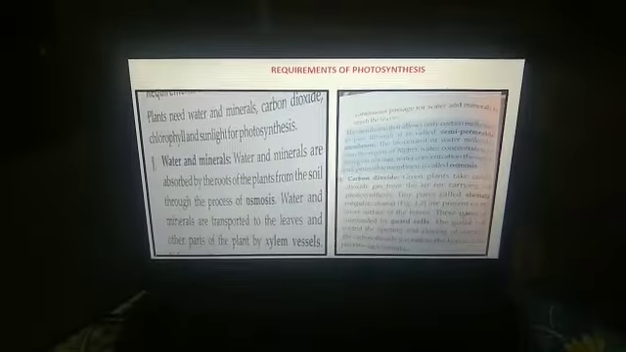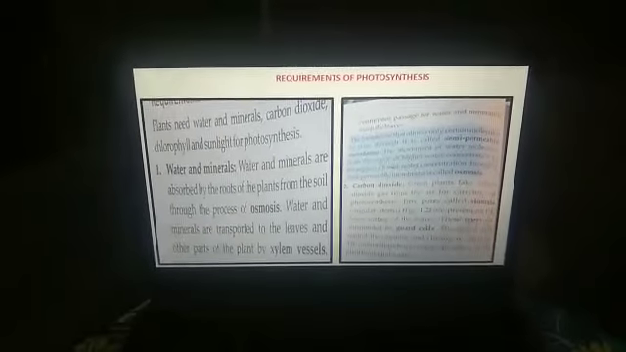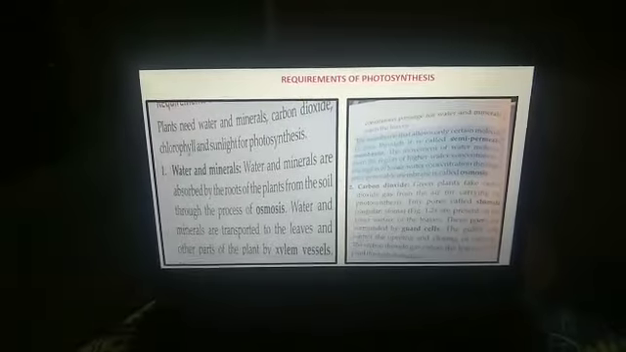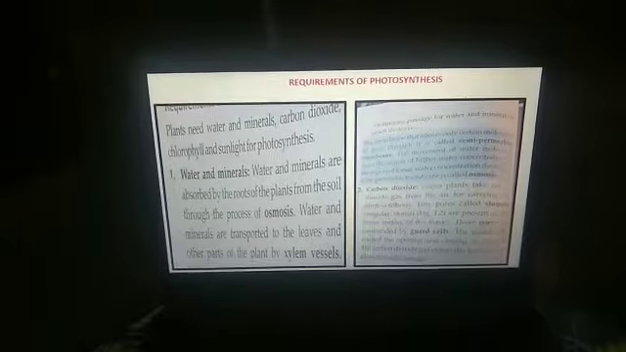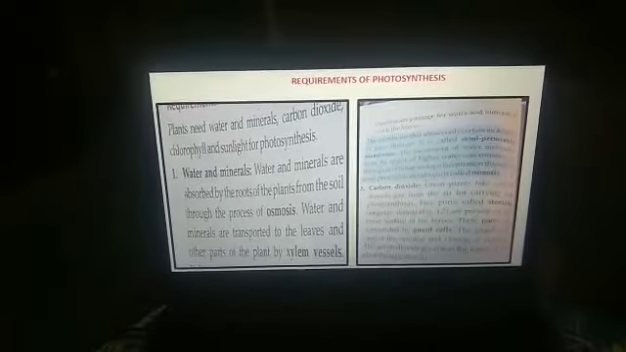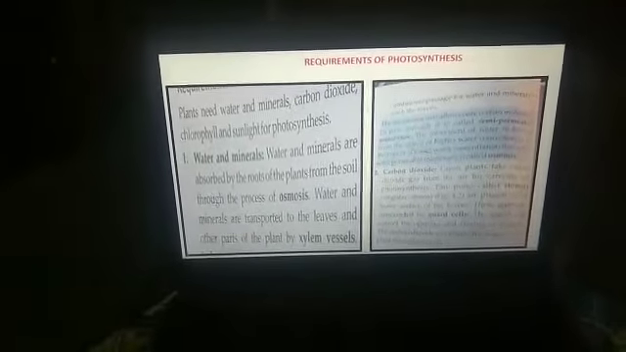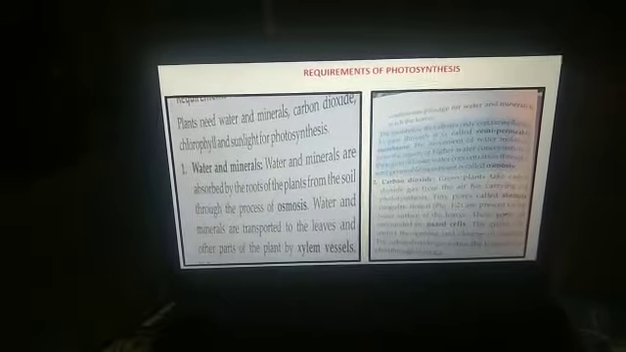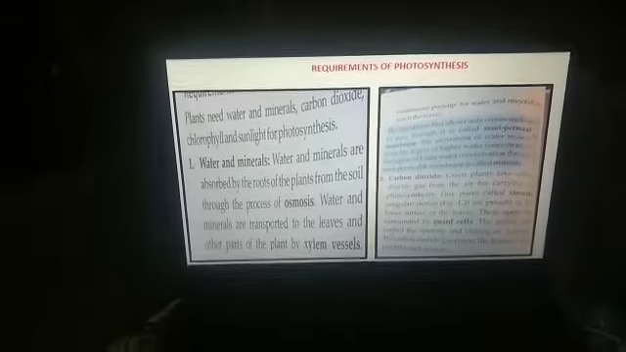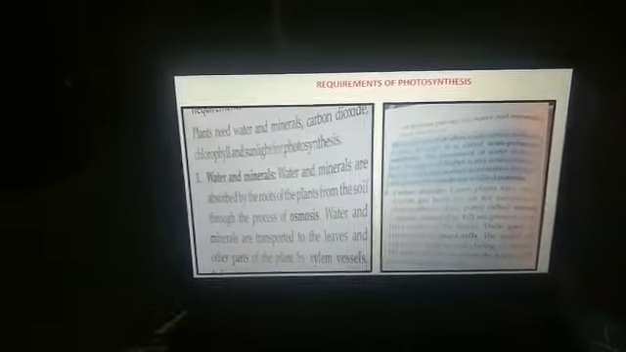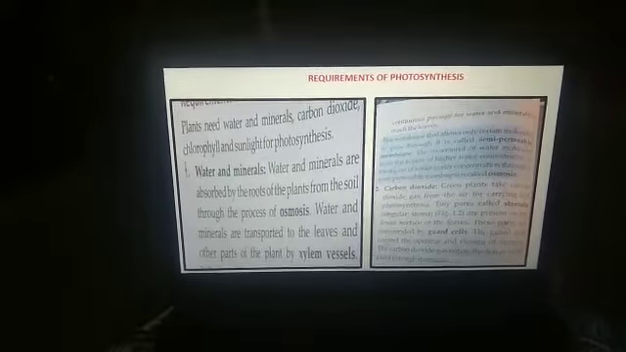Now, the water and minerals, from where are the plants getting water and minerals? From the soil. So plants are getting water and mineral salts from the soil, and they are absorbing these water and minerals from the soil with the help of their roots. So there is a method by which the roots absorb the water and minerals from the soil. This method is called osmosis. Now the question arises, what is osmosis? Osmosis is the process of movement of water molecules from their higher concentration to their lower concentration.